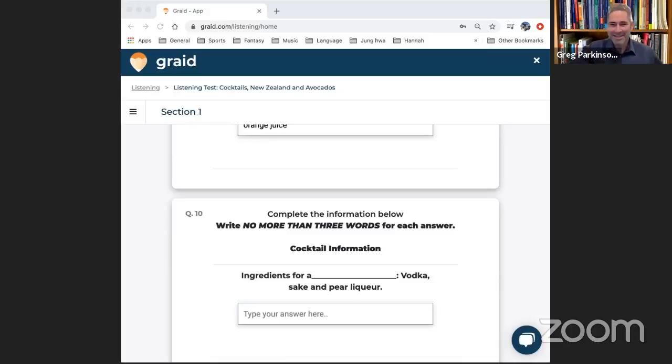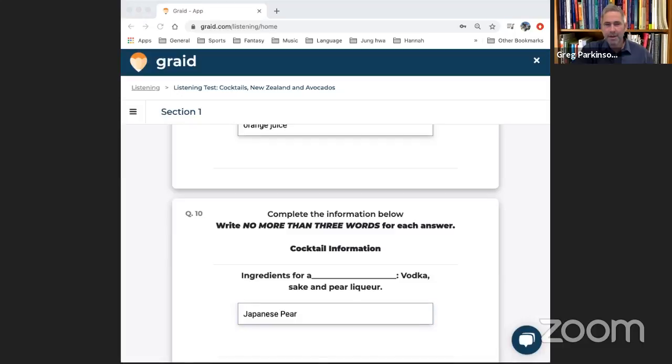Okay, so hopefully you heard that, and I'm going to write this down if you didn't and explain. So I'm putting this in capitals because it's the name, it's a proper noun, the name of a cocktail. Now, the reason I think this is the answer is because sake is a traditional Japanese drink, and obviously pear is the name of the cocktail. So hopefully this is the answer, and then we can listen on and confirm.